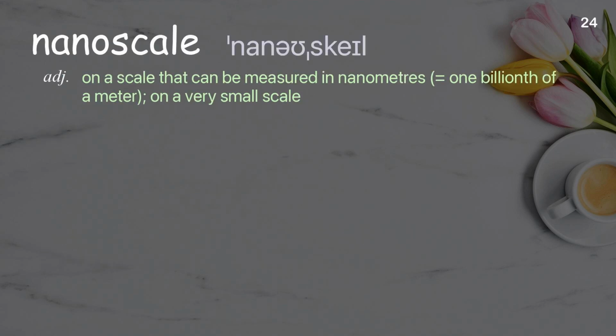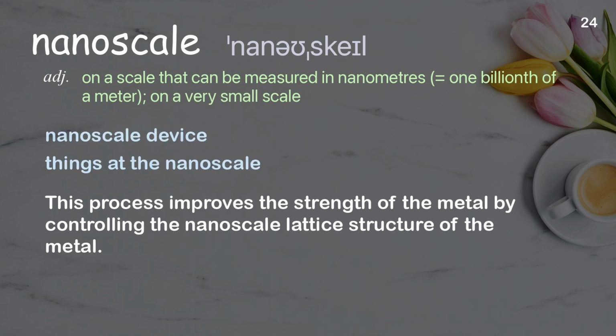Nanoscale. On a scale that can be measured in nanometers, equals 1/1,000,000th of a meter, on a very small scale. Examples. Nanoscale device. Things at the nanoscale. This process improves the strength of the metal by controlling the nanoscale lattice structure of the metal.